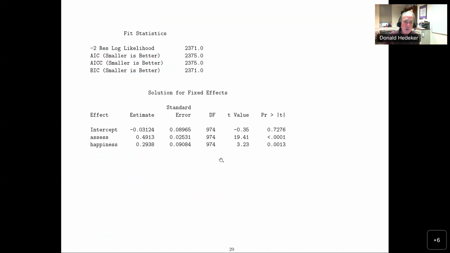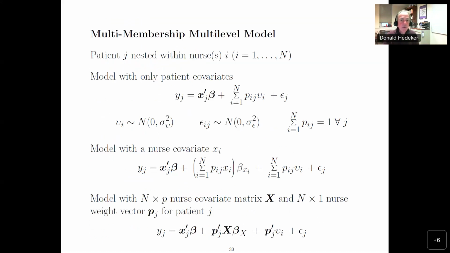And then here I show my covariates. Okay, so assessment, highly significant positive. That is, if they had a good assessment, they had a good satisfaction score. Right? Happiness. So if they were seen by nurses that had higher satisfaction ratings in terms of their job, they also had higher satisfaction ratings post-operation. Okay? So both of those have positive effects. Okay? All right, this shows the equation here of the multi-membership model.